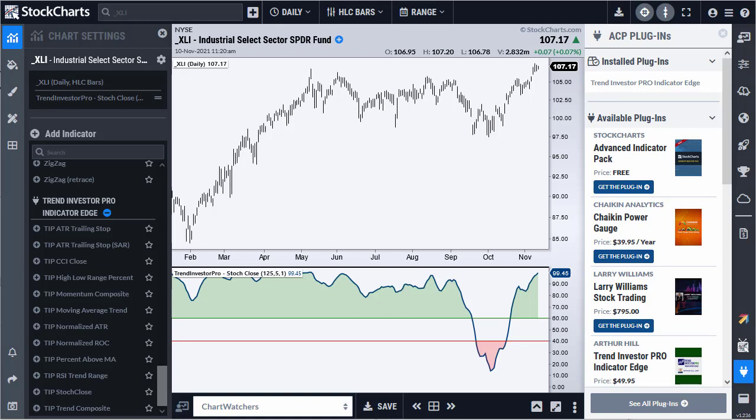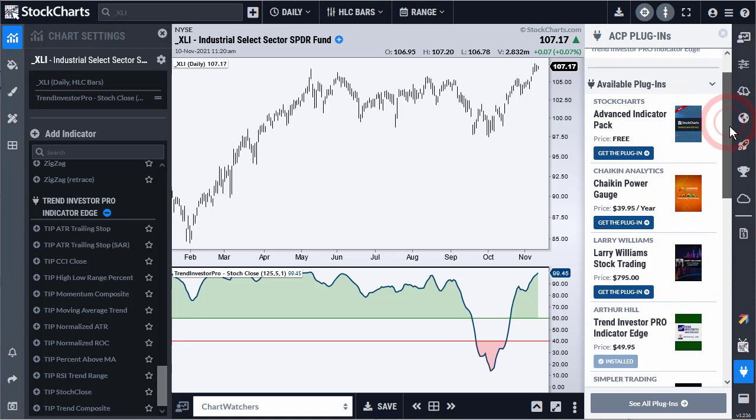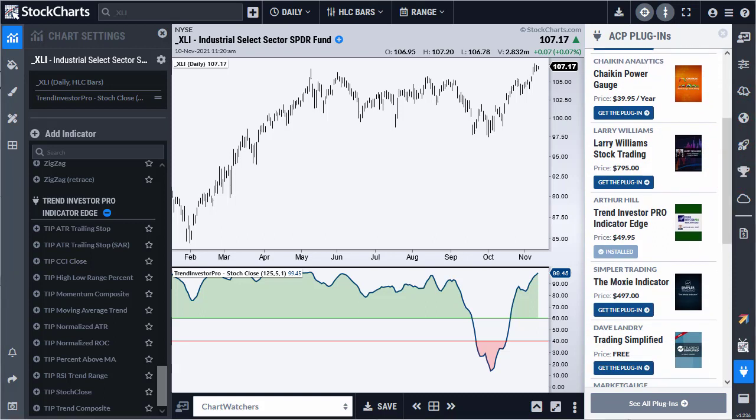So if you're interested in this StochClose indicator, you can chart it on StockCharts ACP using the Trend Investor Pro Indicator Edge plugin. You go down to the bottom right and you click the plugin icon, and there you will see the plugin. You can click that for more information. And over on the left there, you can see all the indicators that are available. And there is StochClose, which is my preferred indicator for ETFs.